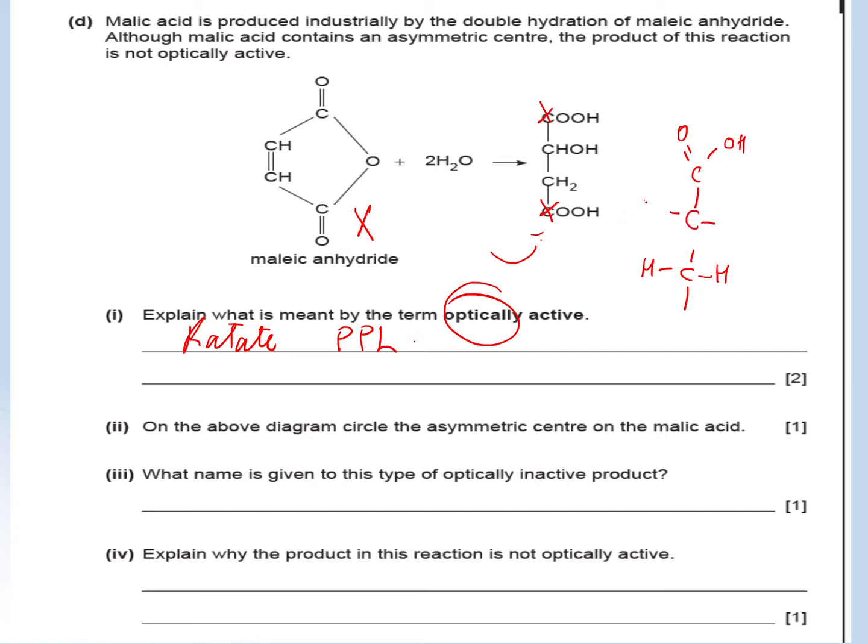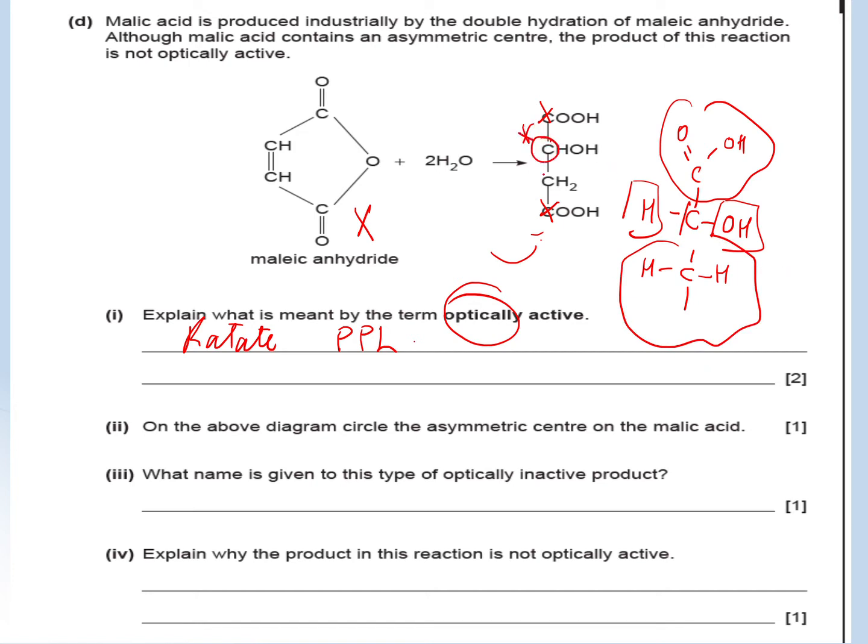This group here is a CHOH. So we've got an OH, we've got an H, we've got a COOH group here, and then we've got the rest of the molecule down here. So the optically active, or chiral, carbon is the second one that I've just coloured in with a red splodge there.